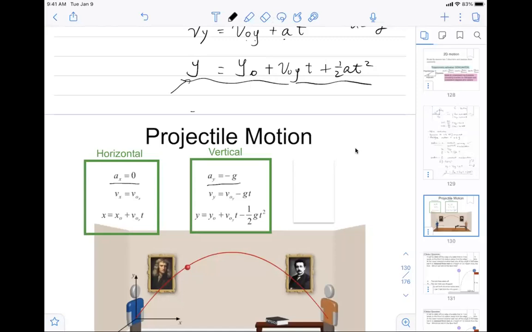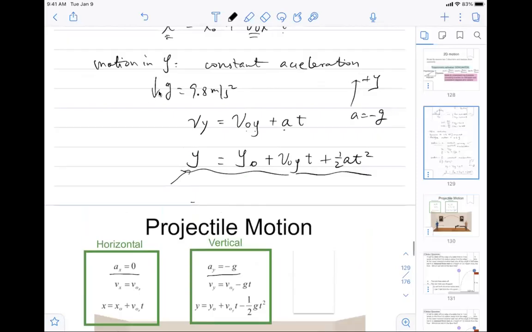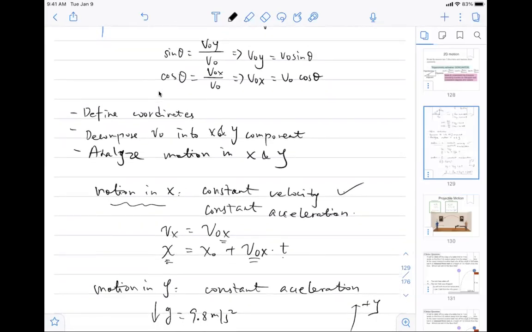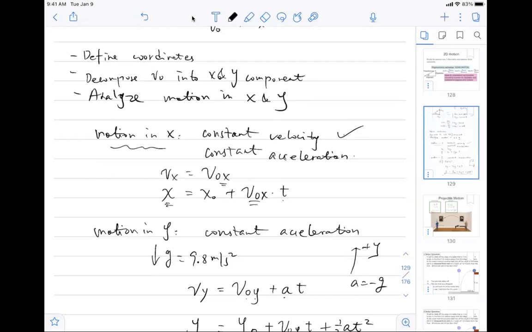Are you guys ready now to solve more problems, more questions, using these different equations? Before I move on, I want to ask, any questions about the different components and the different equations we use in the x and y direction? Any questions so far? Wait, why is the down arrow positive 9.8 and the up arrow negative g?